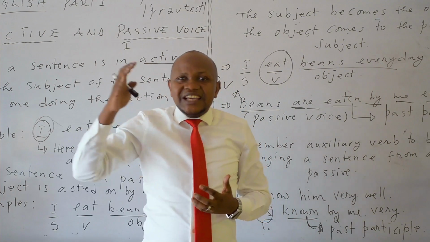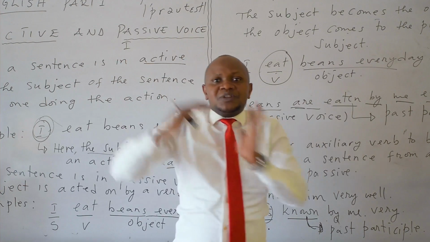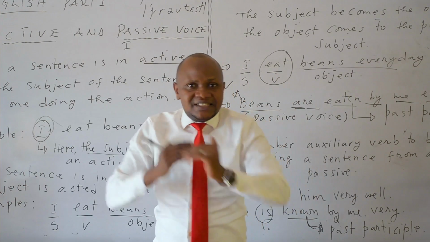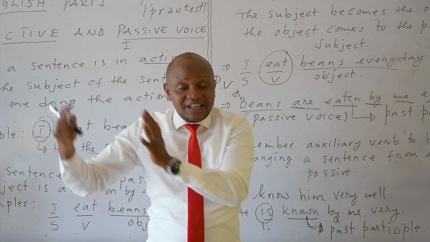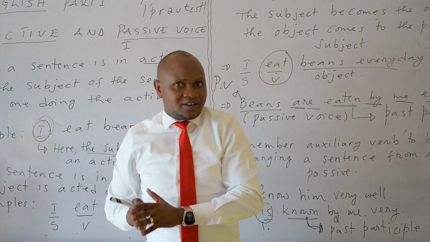You can say, she loves him. Aramukunda. Iyo him irahinduka he kuko tubijyanye muri passive. He is loved by her. She loves him. He is loved by her.